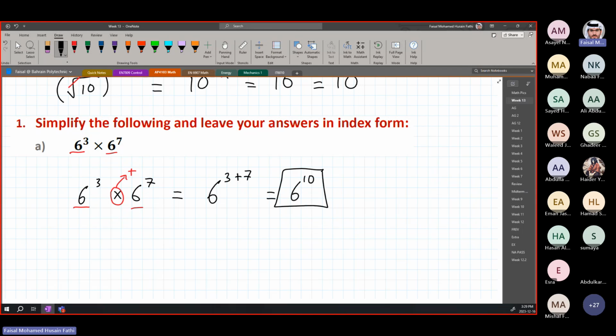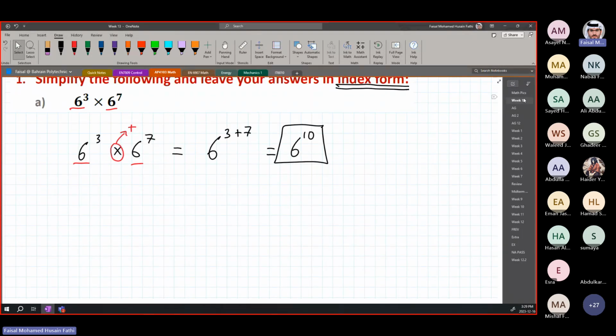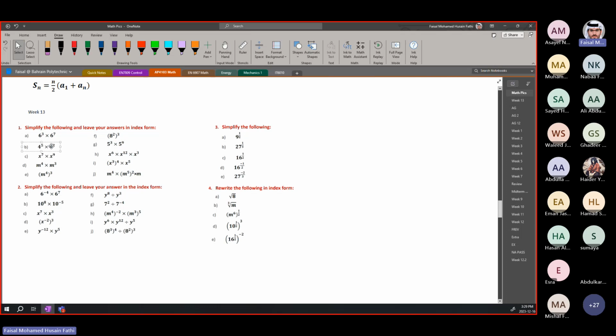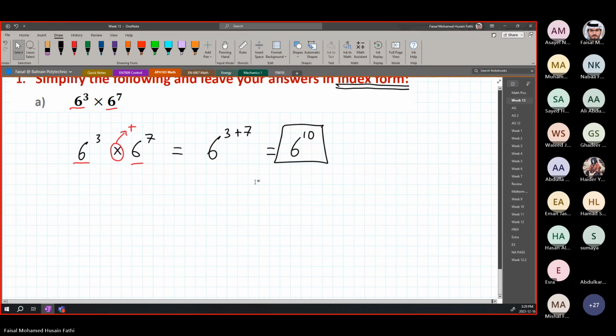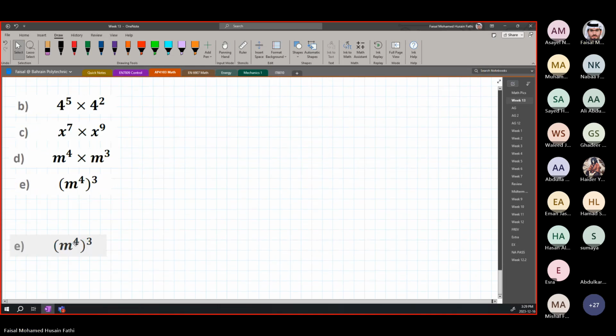Why is this your final answer? It says simplify the following and leave your answers in index form. Index form means this indicial form, or this exponential form. Okay, so that's what index form means. I'm pretty sure this is clear for everyone. We could start solving as many as we can now. Let me just bring all these questions here. Again, we're going to solve all of these in index form.